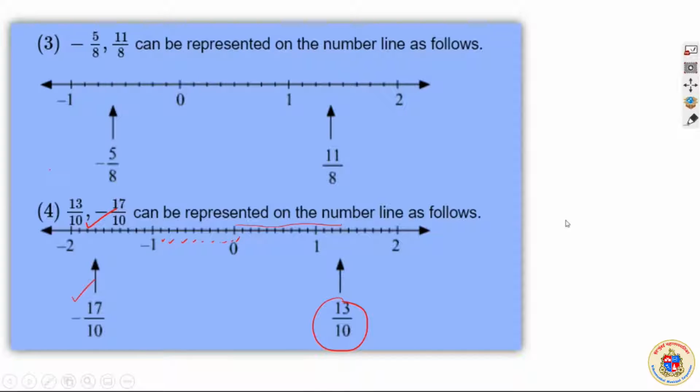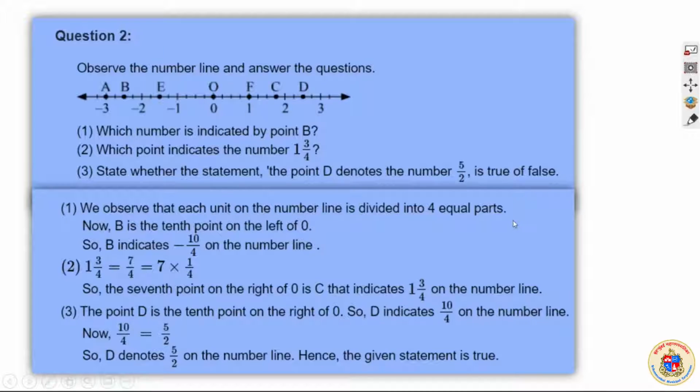Okay, let me go ahead. Question number 2. Observe the number line and answer the following question. The number line is already given, certain questions are asked, and the questions are related to your knowledge about rational numbers on number line. The question is, which number is indicated by V, which number is indicated by 1 and 3 upon 4. Here I will just tell you an explanation.